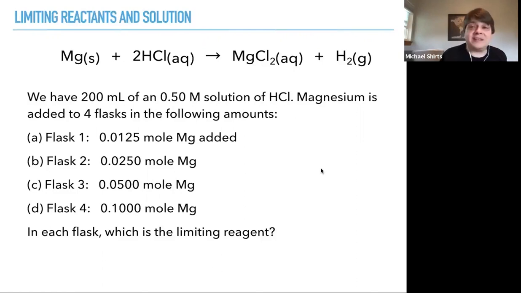We have solid magnesium, and we put it in a solution of hydrochloric acid, and that reacts to make magnesium chloride and H2 gas. You can fill up the balloons with H2 gas and see how much of the reaction has happened. So we have 200 milliliters of a 0.5 molar solution of hydrochloric acid. Magnesium is added to 4 flasks in the following amounts. In flask 1, 0.0125 moles magnesium. Flask 2, 0.025 moles magnesium, flask 3, 0.05 moles magnesium, and flask 4, 0.1 mole magnesium. So in each flask, which is the limiting reagent in this reaction?